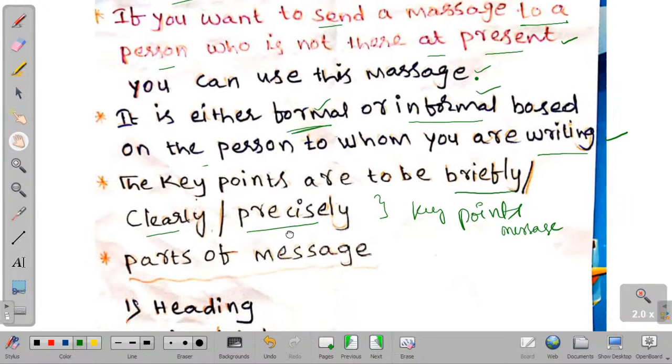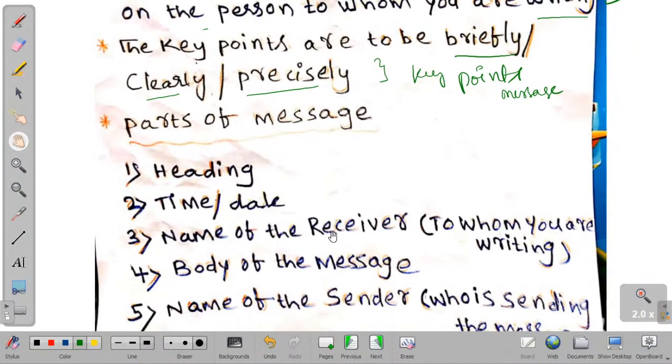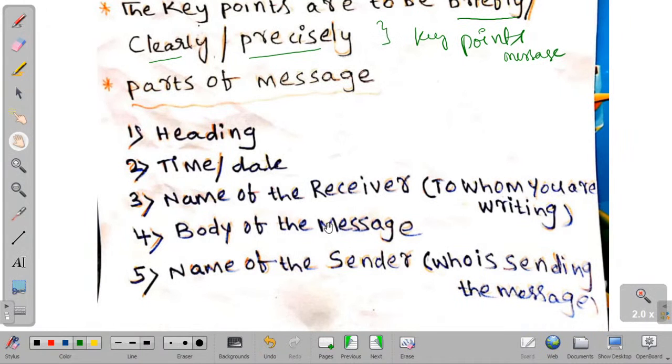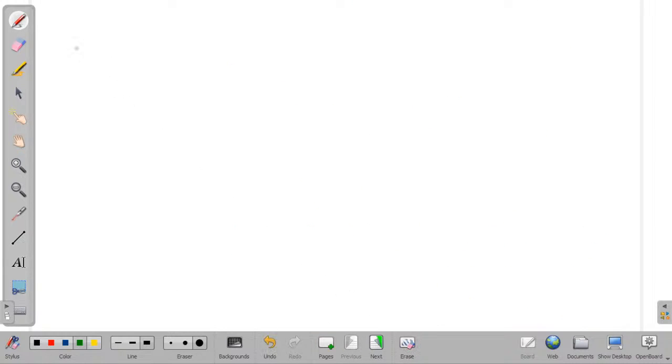My dear students, my dear friends, a message looks like a letter, but it is not a letter. There is a difference between letter and message. Let us know what is the difference between message and letter writing. When we are writing a letter, we write a letter.